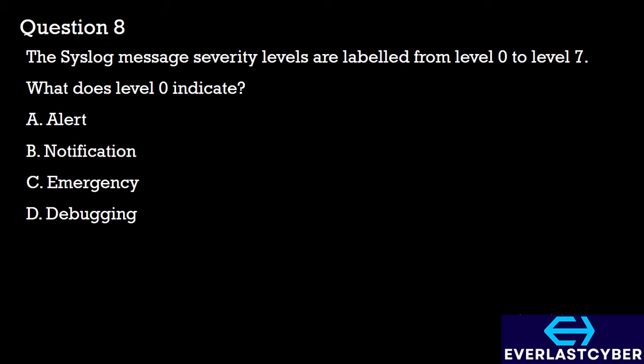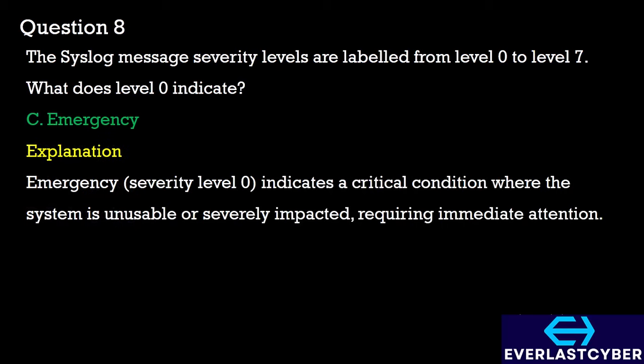For option C, the emergency security level is a 0 and it indicates a critical condition where the system is unusable or severely impacted and it requires immediate attention. Debugging is a severity level of 7 and this is the least severe. It is used for diagnostic information and troubleshooting. So, with respect to the question, the level 0 indicates a severity level of emergency. It means that the system is in a critical condition as it has been severely impacted and it requires immediate attention.